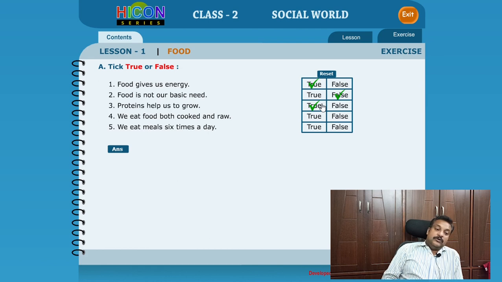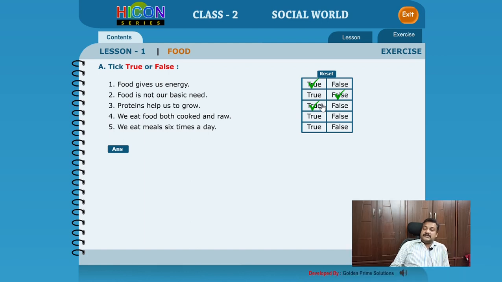Okay. Now, we eat both cooked and raw food. Cooked food like chapati or paratha or puri, idli, dosa, isn't it? So all these kinds of things are cooked food, whereas when we eat apples, oranges, grapes, pineapple, kinds of fruits, they are not cooked. Isn't it? So we eat both cooked and uncooked or raw food. So the statement is true again.